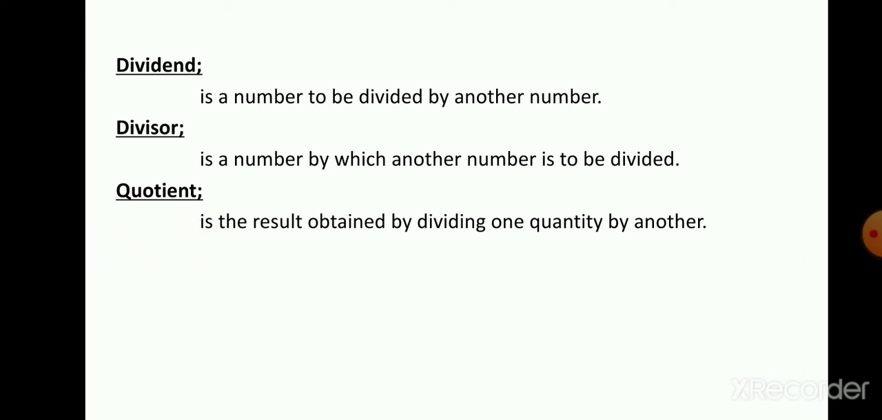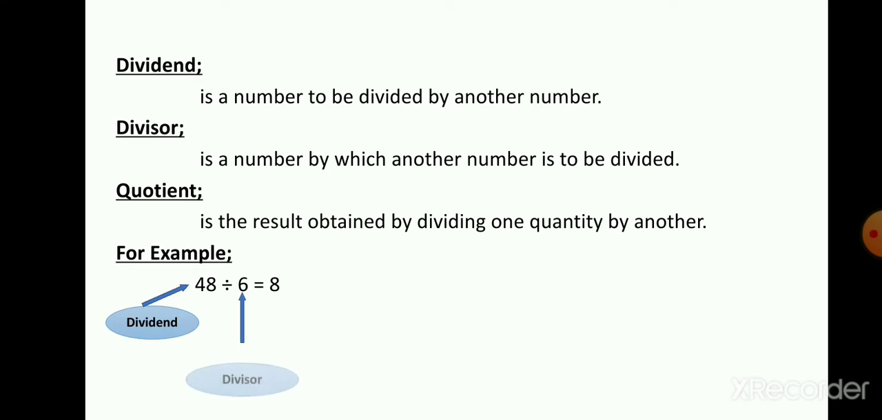So now let's look at the example. So example is 48 divided by 6 equals 8. So here 48 is the dividend, and you can see after the sign of division here is 6, and the 6 is called our divisor, and after the sign of equal you can see here is 8, and we call this 8 our answer, and we call it the quotient.